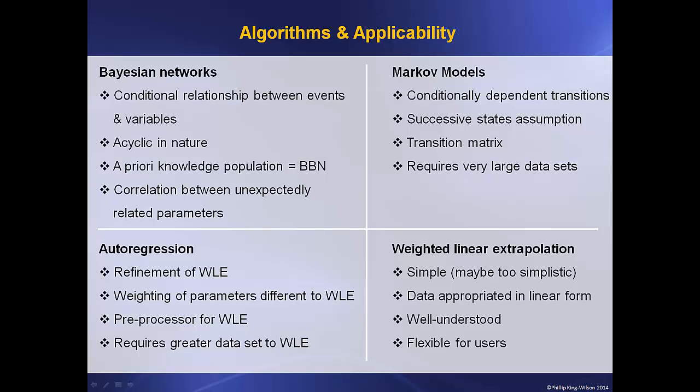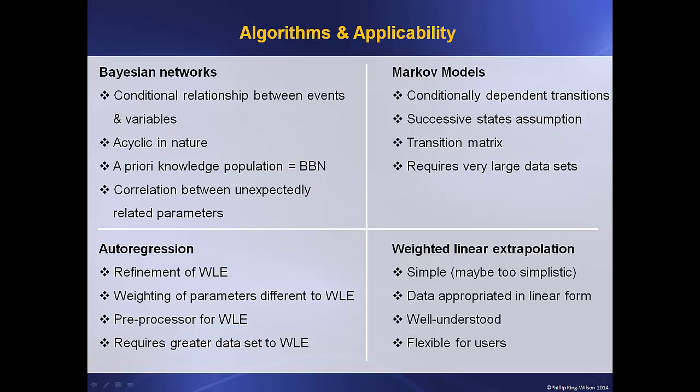Another model that could be used is autoregression. And autoregression is a refinement of weighted linear extrapolation, which we used in the previous presentation. It differs in that the weighting parameters used in modeling with weighted linear are not specified by the user, but instead it finds them by calculating which values would have provided the best predictions for historical data.